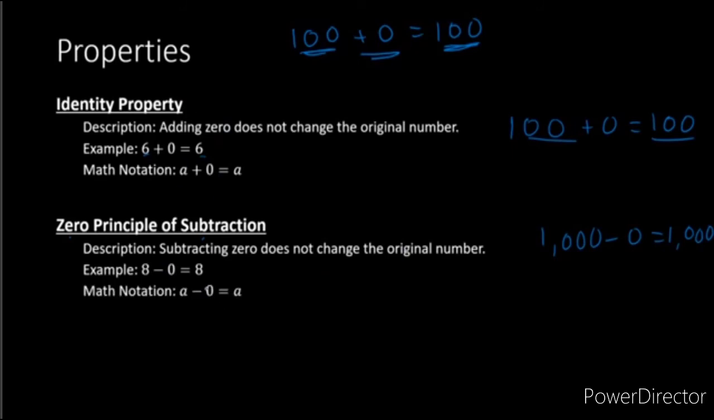And again, in math notation, we can replace the number 8 with the letter A. So A can represent any number. So we have here A minus 0 equals A. A can be 1, could be 2, could be -4, doesn't matter. Any number minus 0 will be the number you started with. So those are the four properties. We had commutative, associative, identity, and the zero principle of subtraction.